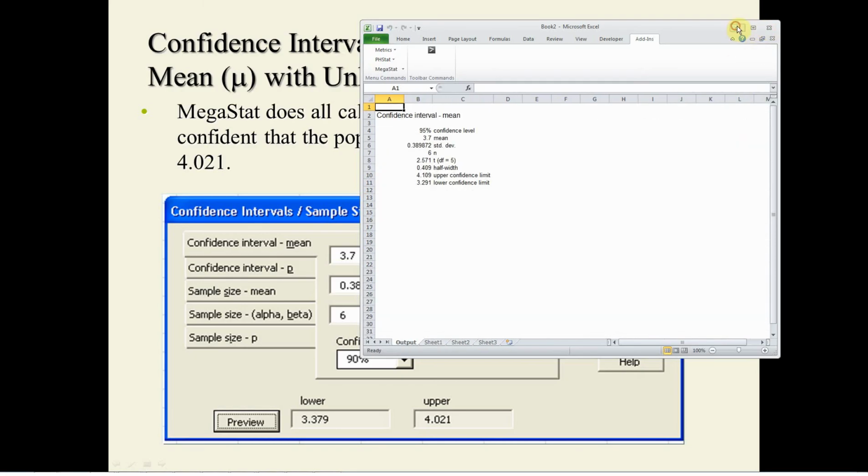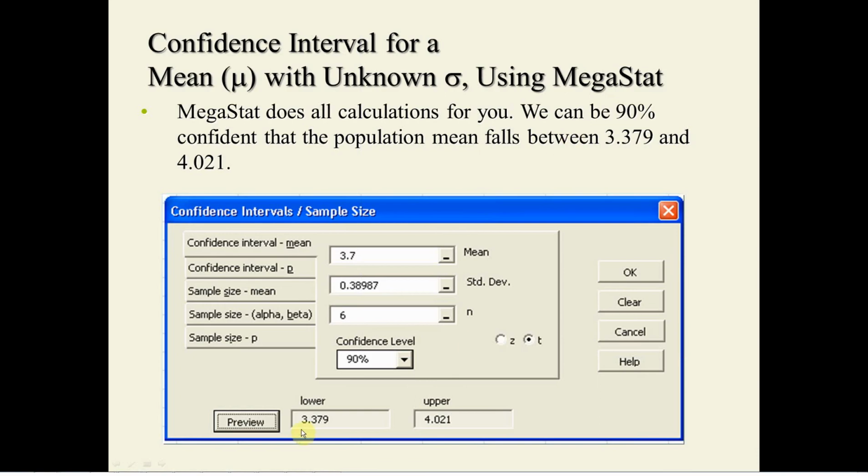Okay, so let's hide that. And that was the t-test with 95% confidence. I guess with 90% confidence, you get the idea. That says that with 90% confidence, the population mean time will fall between 3.379 and 4.021.